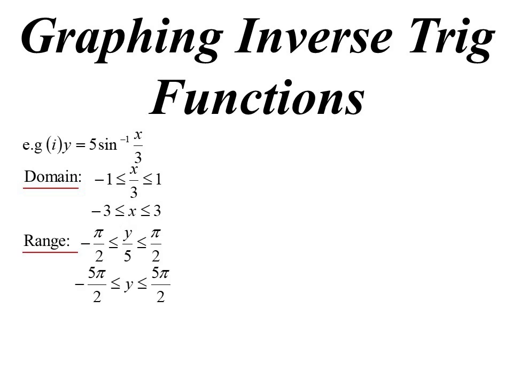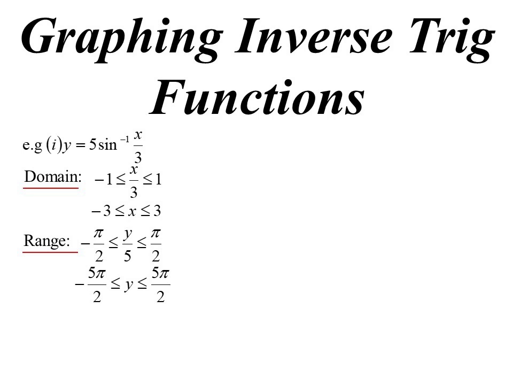I could do a similar thing with the range, but remember the range is grouped with the y, so that coefficient 5, I go to the other side, so it's y over 5. Inverse sine would normally go in between -pi on 2 and pi on 2. So then multiply both sides by 5, I've got the range.